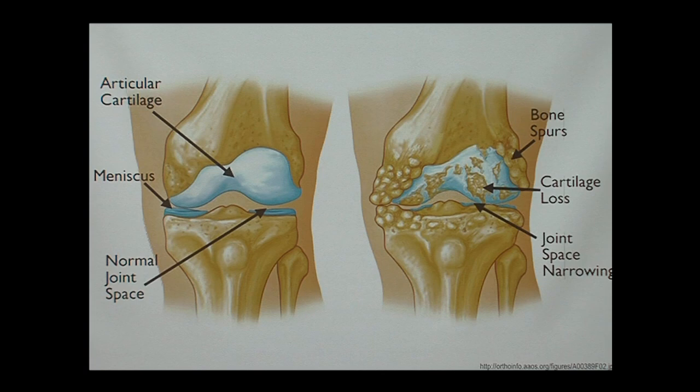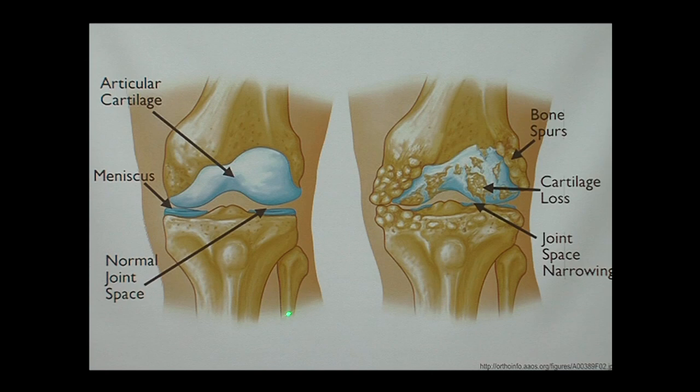So up here, we're catching an image of the shaft of the femur, which transitions into the femoral condyles. Here, this is the tibia. So the tibial plateau is here. The tibia flares, and the fibula, this is all part of the lower leg. And then we have the knee joint in the middle.